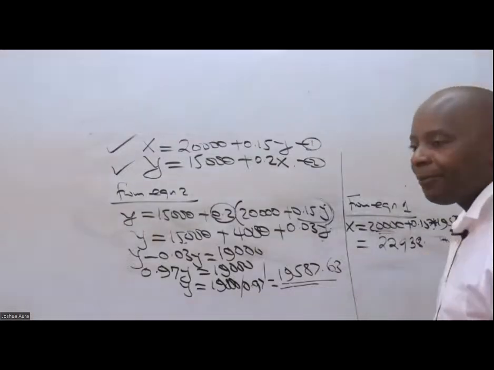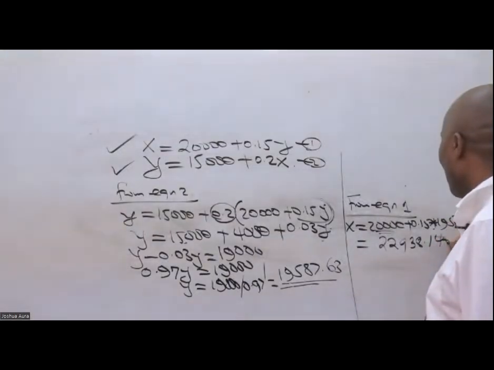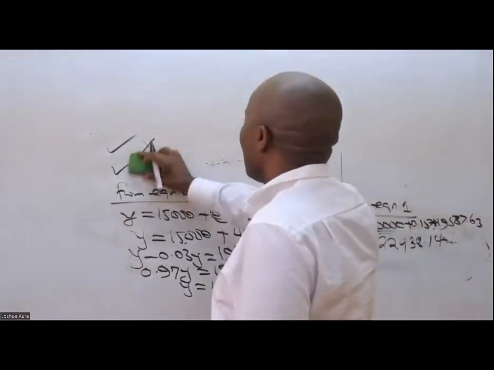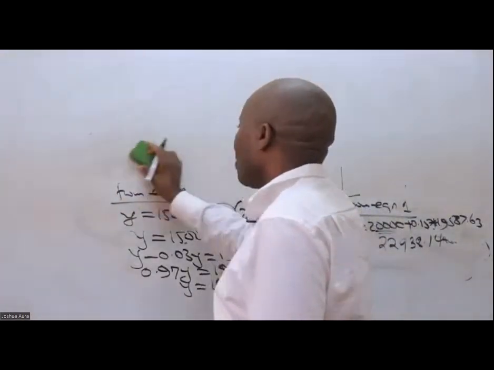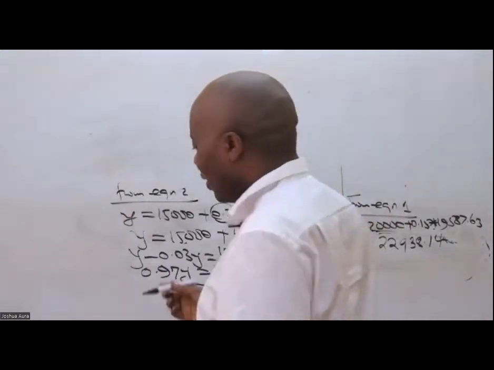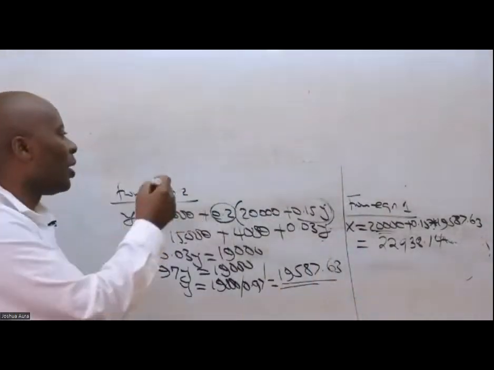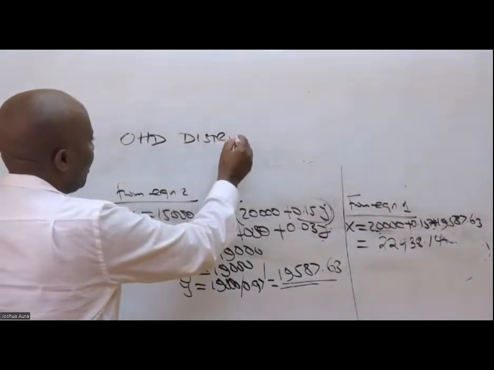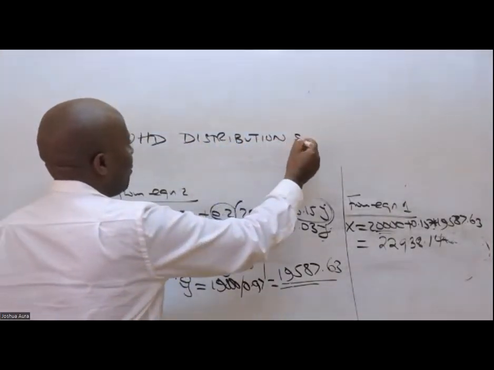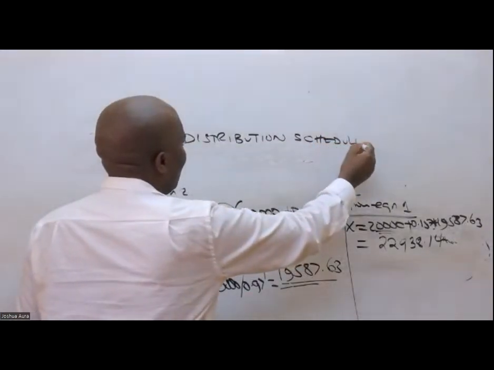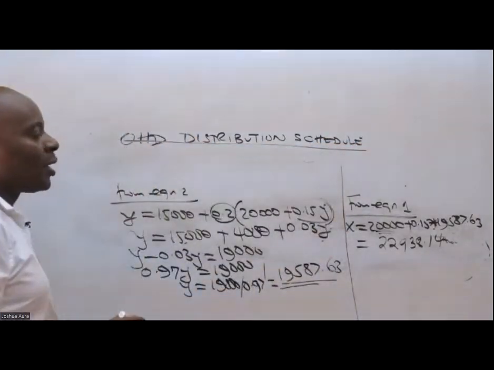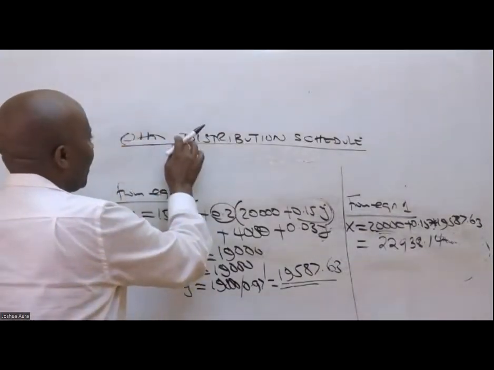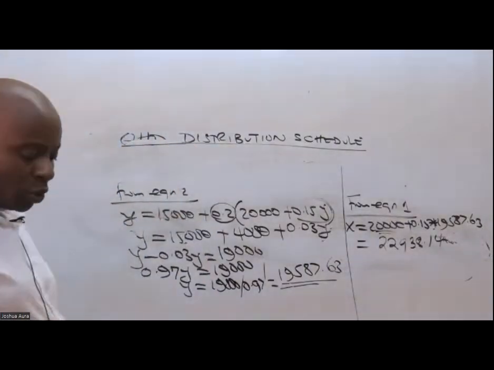22,938.14. That is it. Now, the only thing you need to do is to come and give us an overhead distribution schedule. So give us an overhead distribution schedule. Then go back to our question.